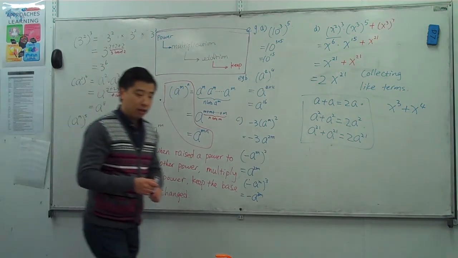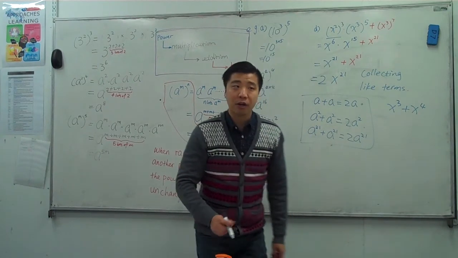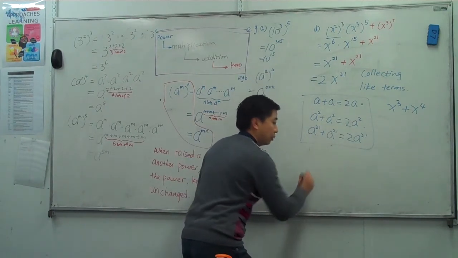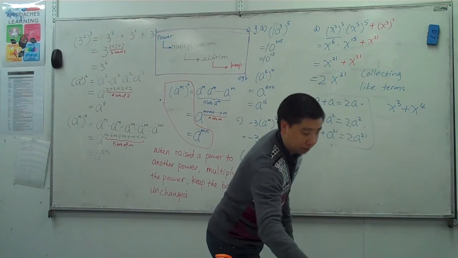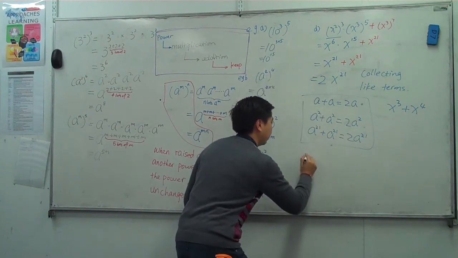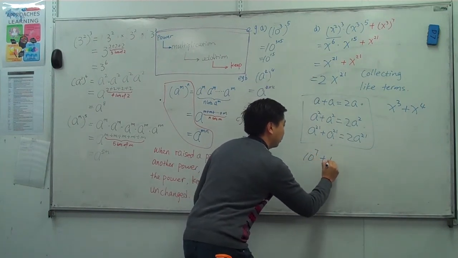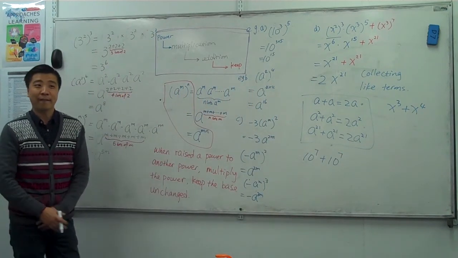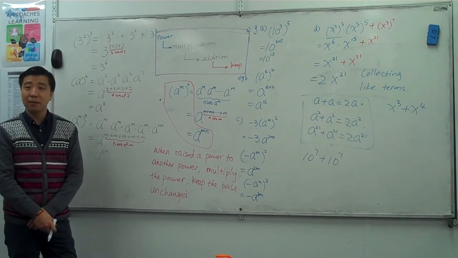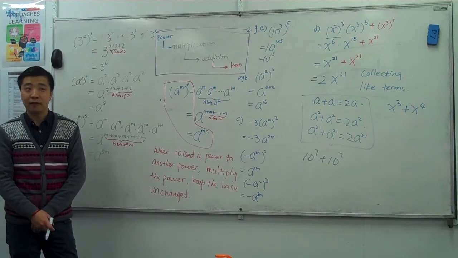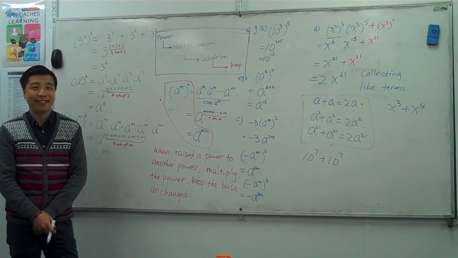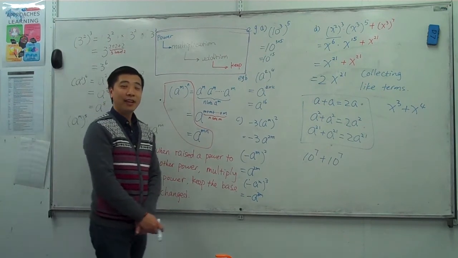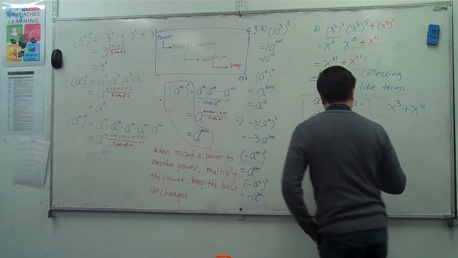And once a student asks me, now in your homework, you have this question. What is the answer? 10 to the power of 7 plus 10 to the power of 7. Hey, we want you to think about those questions, okay?